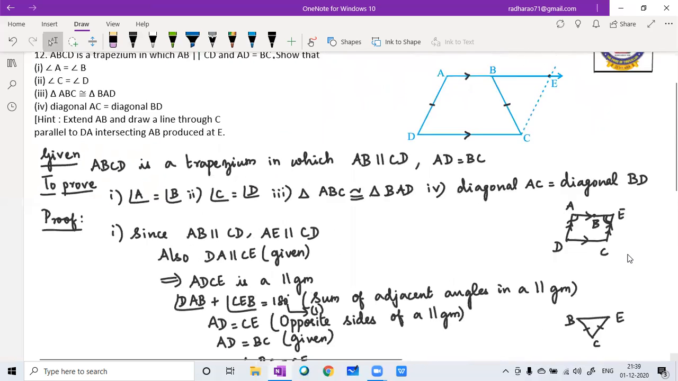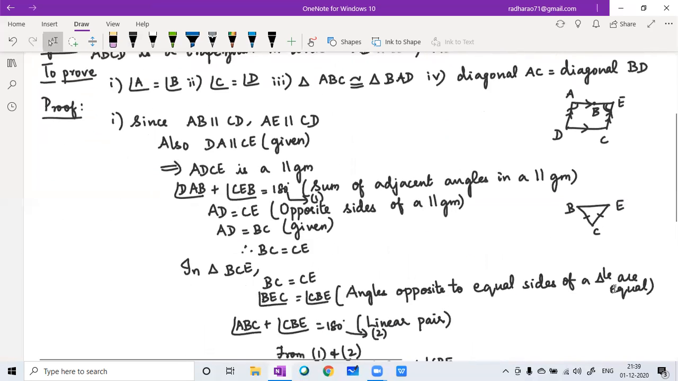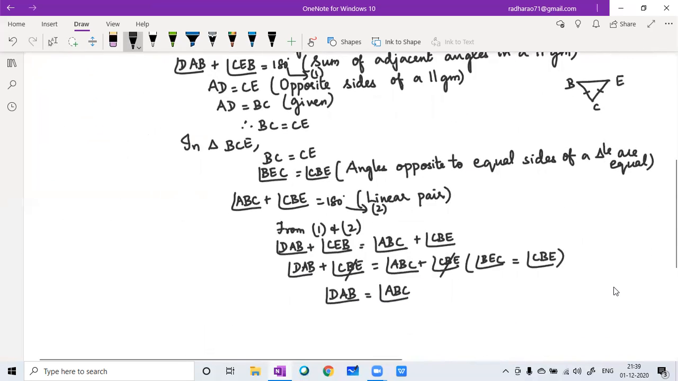We prove angle DAB is equal to angle ABC. That is nothing but angle A and B of the trapezium. So angle A is equal to angle B. Okay. So we have proved the first one, that is angle A is equal to angle B.